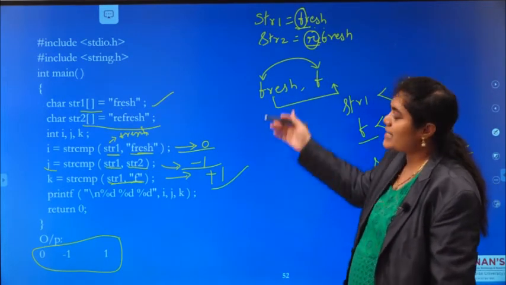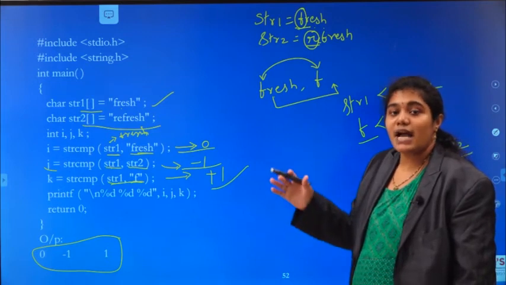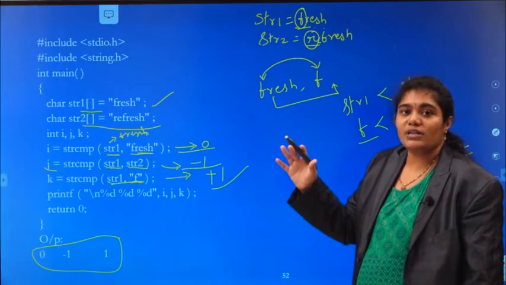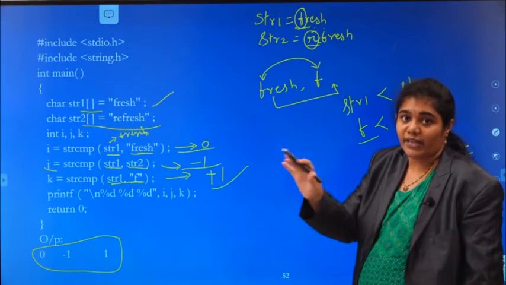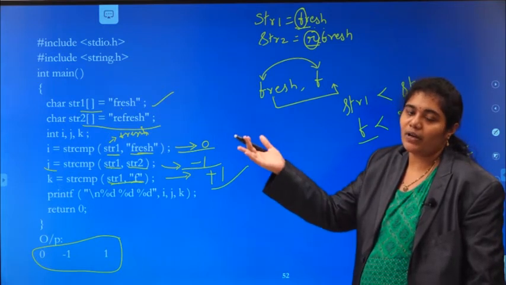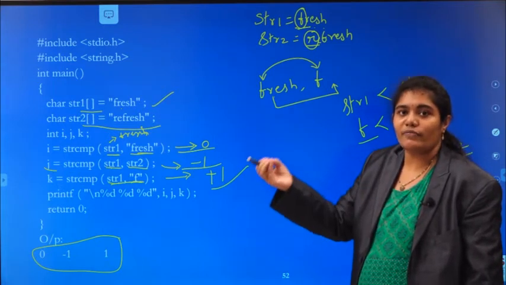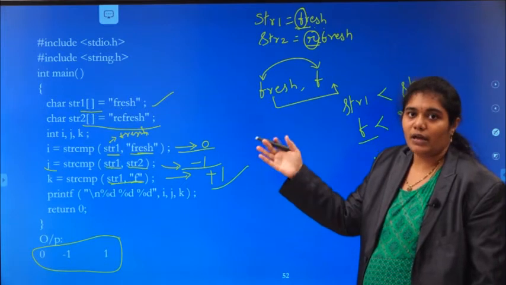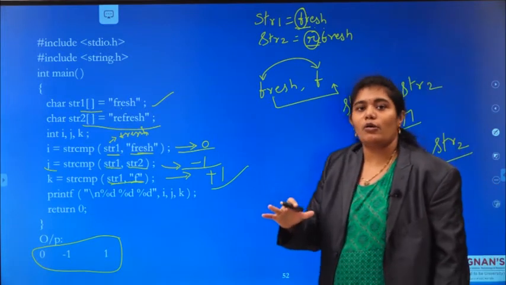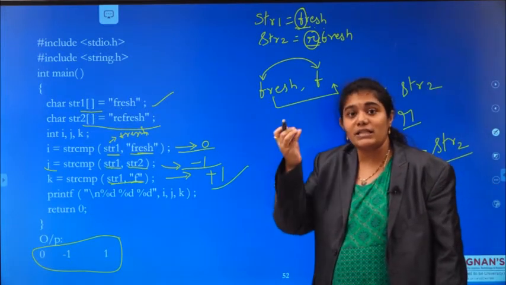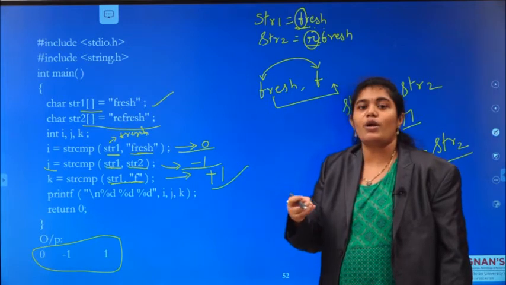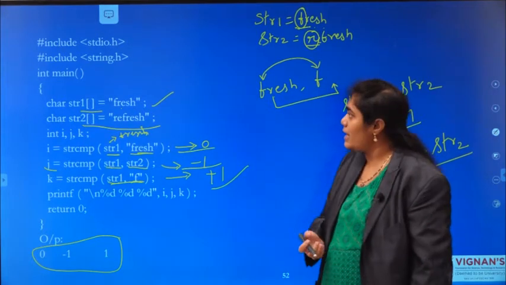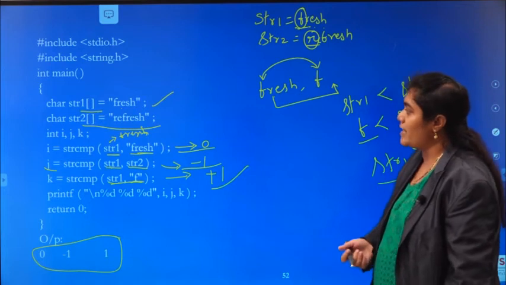So this is about strcmp. In strcmp, we are going to compare even the case also. If the case is not matched, it will also return either 0 or 1 or -1. That means we have to follow the case also. It will consider the case. It is not going to ignore the case. This is about strcmp.